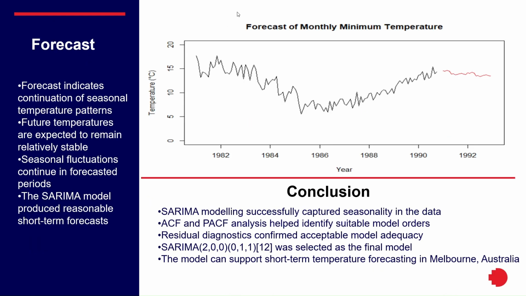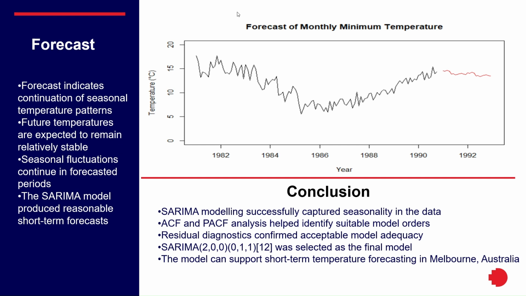This slide shows the forecast generated using the final SARIMA model. The forecast suggests that the temperature series will continue to follow a seasonal pattern in future periods. The predicted values remain relatively stable with regular fluctuations, which is consistent with the historical behavior of the data. This indicates that the SARIMA model is able to capture the seasonal structure effectively.